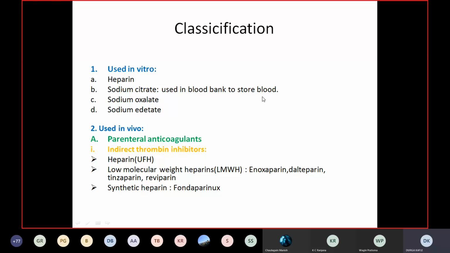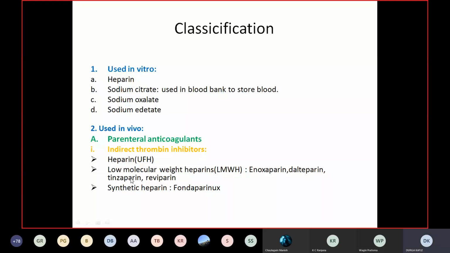Okay, in the blood bank, we have to keep the blood in fluid form only. So we have to prevent the blood from clotting. In that condition, we have to use sodium citrate in the withdrawn blood. These agents can be used in the lab, outside the body, and some anticoagulants can be used inside the body, in the living body. That is in vivo.